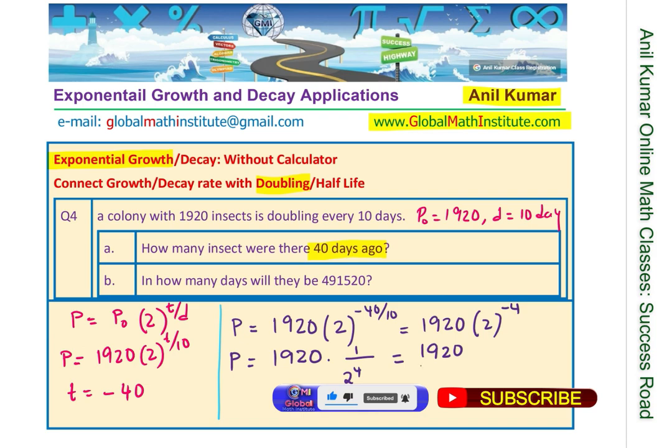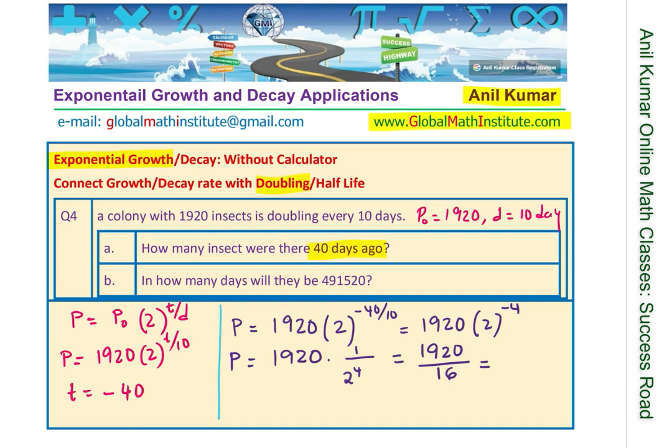So you could do 1920 divided by 16. 16 times 1 is 16, so 32. 16 times 2 is 32 and 0. So we have 120 insects. So we have our solution for part A, that there were 120 insects 40 days ago. Make sense? So that is the solution of part A. Now let's take up part B.